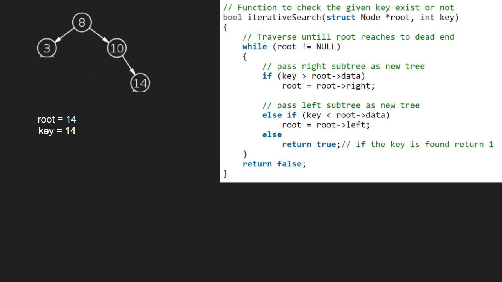Since root is not null, we continue with the while loop. Now, as the if and the else if conditions are not satisfied, we go to the else part and return true. Hence, element 14 is in this binary search tree.